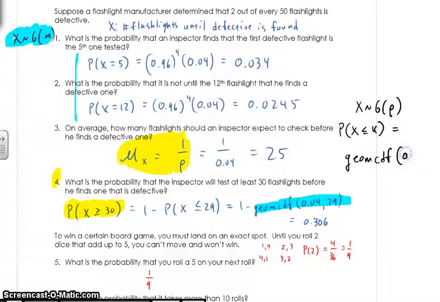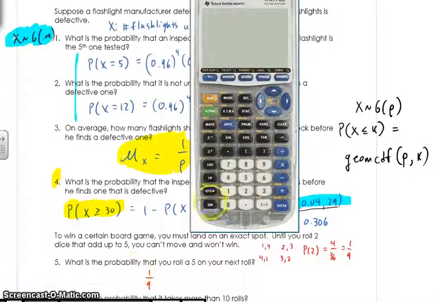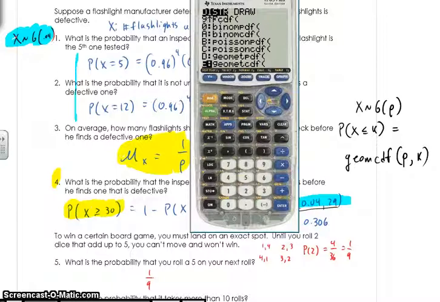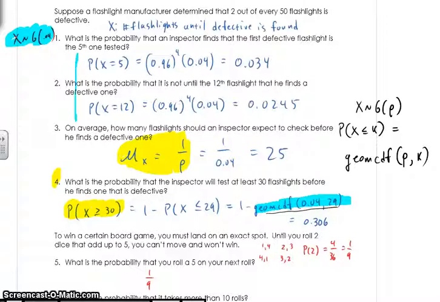The parameter of the model is p, and k is the thing we're finding less than or equal to. So if I'm finding greater than or equal to 30, I'm going to do 1 minus less than or equal to 29. I'm going to use that geometric CDF, which, by the way, is under distribution, right under the binomial one. There's geometric PDF. We don't need that because the formula for that makes so much sense. There's the geometric CDF, so you should use that. And that's how we got number 4.